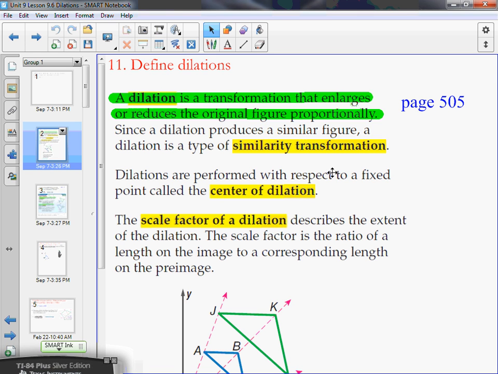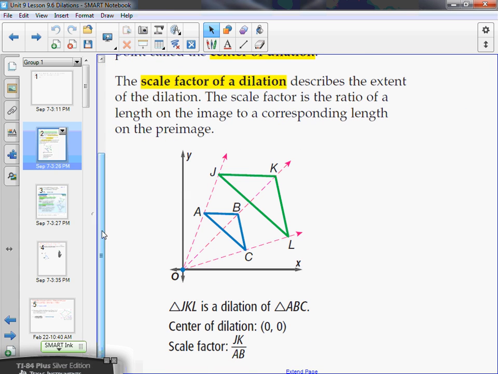A dilation is a transformation that enlarges or reduces the original figure proportionally. So unlike all the other transformations we've done, this one is not considered a rigid motion. It's not a congruence transformation. It's a similarity transformation. All right? There is a center of dilation. Most of the ones that we're going to do, the center of dilation will be the origin of the coordinate plane. Okay?